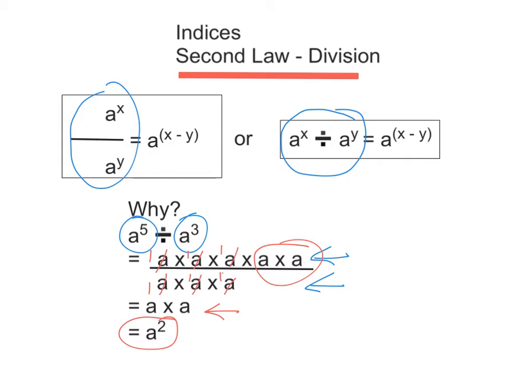Let's look at doing the same question but without having to write out the expanded form with all those a's. A to the power 5 divided by a to the power 3 is equal to a to the power 5 minus 3. 5 minus 3 is 2, so the answer is a to the power 2. So the quick and easy way to do it using the second law of indices is to subtract the powers or the indices when you're dividing the terms. Now let's look at some examples.